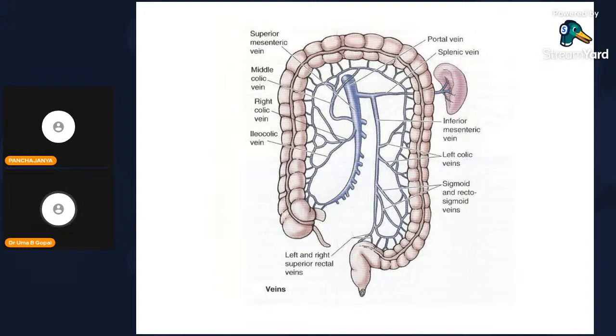They anastomose with one another. This splenic vein carries venous blood. From the hindgut, it is carried by the inferior mesenteric vein, which joins the splenic vein to form the portal vein.